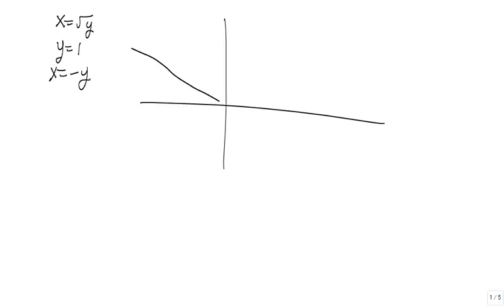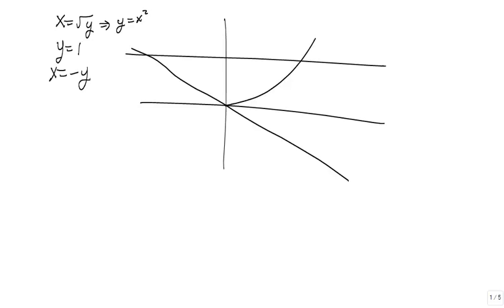Okay, let's try this one. x equals square root of y, y equals 1, and x equals negative y. So we have this right here. We have y equal 1, and we have this function turns into y equal x squared, so that's a parabola. So we're dealing with this area right here.